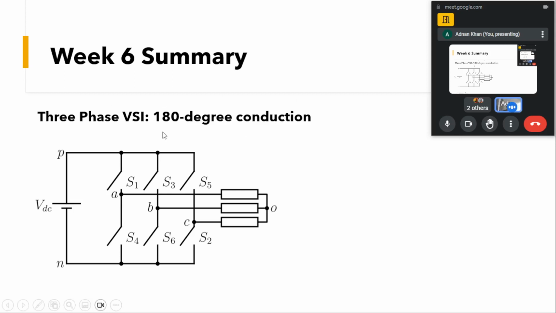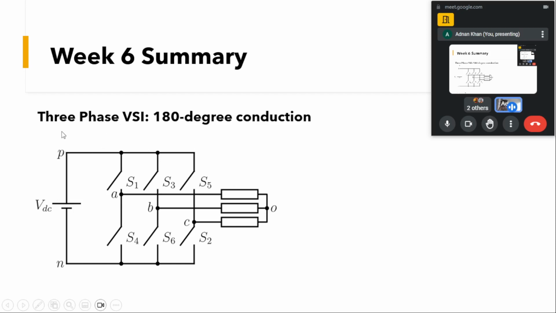As the name reiterates, in 180-degree conduction mode, each device will conduct for 180 degrees. That means if one switching cycle corresponds to 360 degrees, then half, TS by 2, will correspond to 180 degrees. That means each of these devices will be conducting for 180 degrees, or a pi interval.